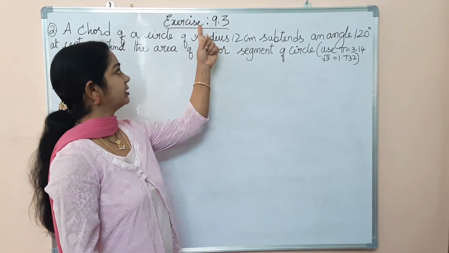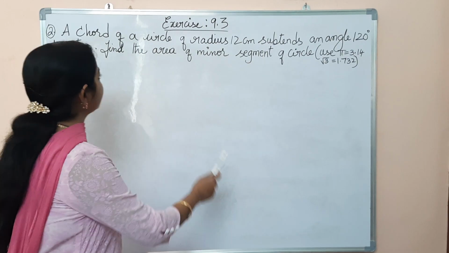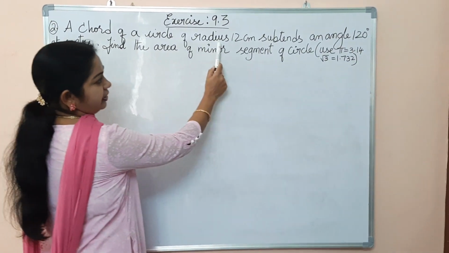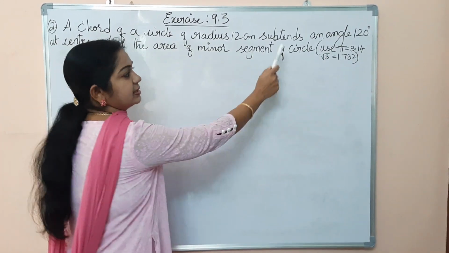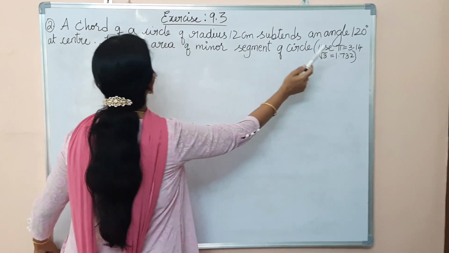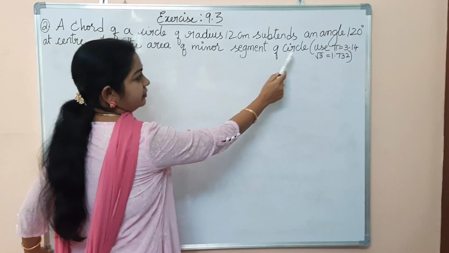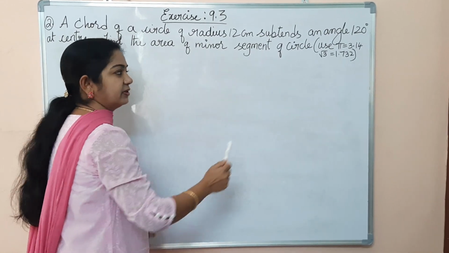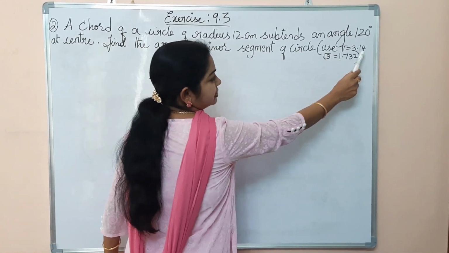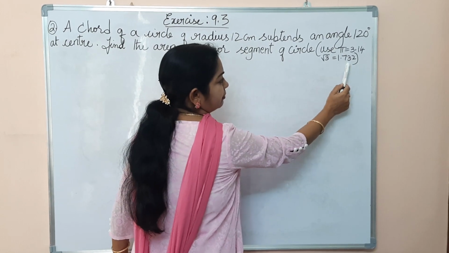There is a problem in exercise 9.3. A chord of a circle of radius 12 centimeters subtends an angle of 120 degrees at the center. Find the area of the minor segment of the circle. Here also given, use the pi value as 3.14 and root 3 as 1.732.